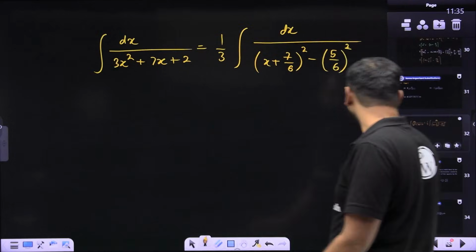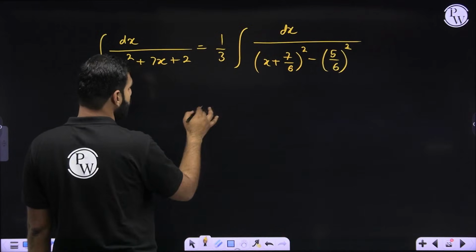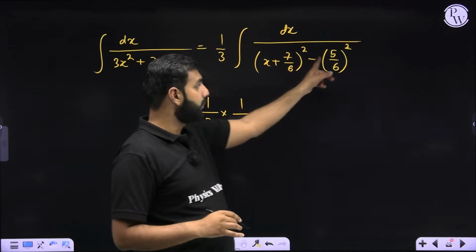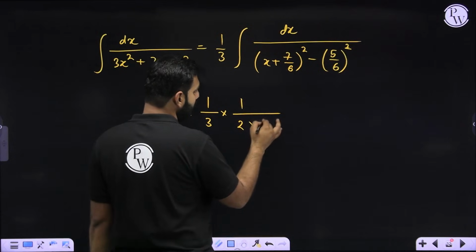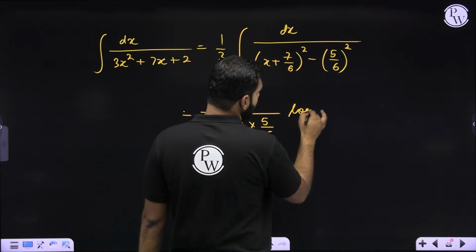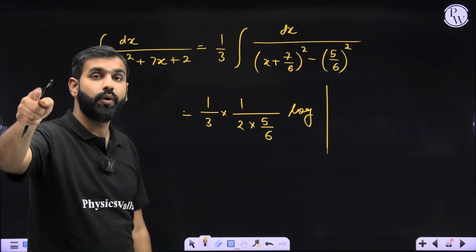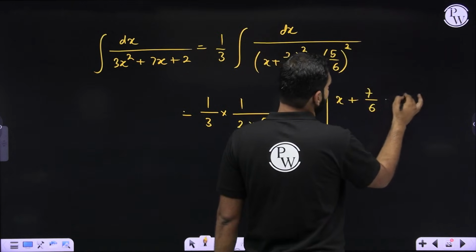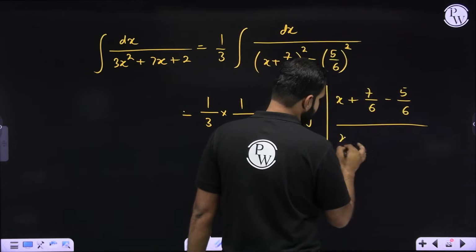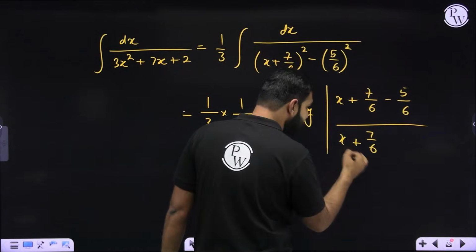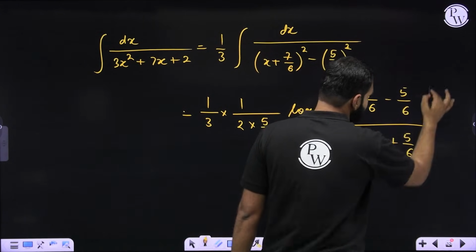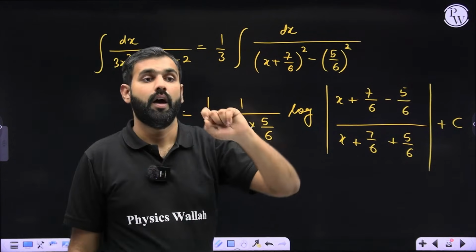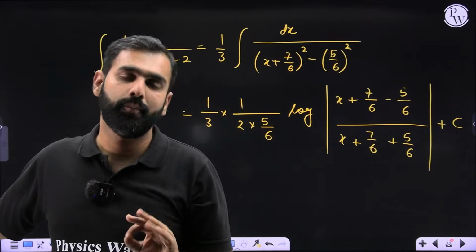So here, I will directly write it as 1 upon 2a. See, 1 by 3 is already there into 1 by 2a. What is a? In x square minus a square, 2a means 2 and a means 5 by 6, times log of mod of x minus a upon x plus a. So x minus a means x minus 5 by 6 term, upon x plus a, which would mean x plus that term, plus c. Are you understanding this very clearly? In 2 steps, you can write the answer if you know the formula. Are you still not understanding? It is purely a game of learning the formula.